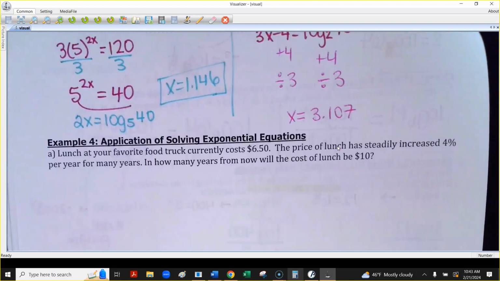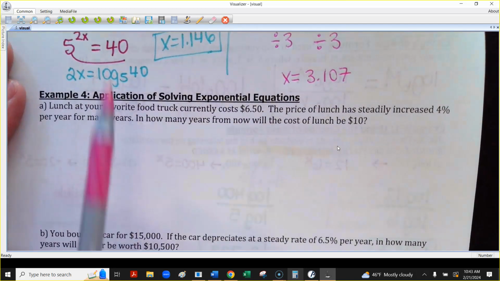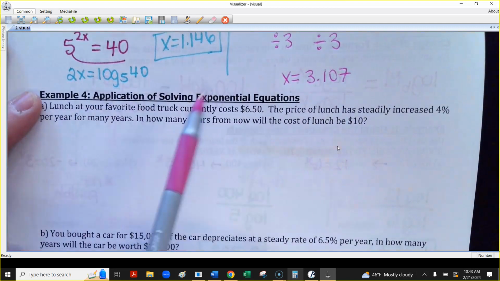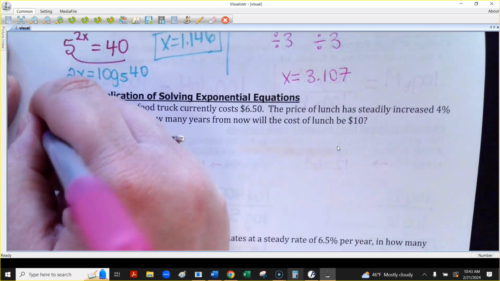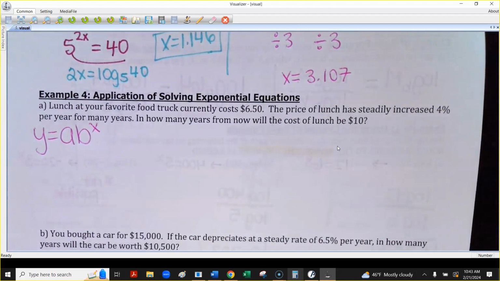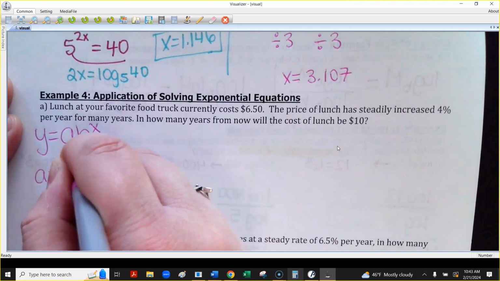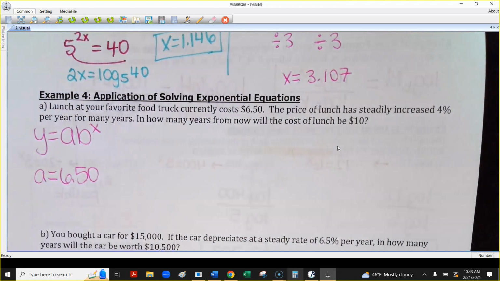not bad. This is going to be a little review from the very beginning of the unit. This says lunch at your favorite food truck currently costs $6.50. I'm going to write down y equals ab to the x just to remind you. These are just going to be general exponential. So the current cost of this lunch is going to be my initial amount, which is a $6.50. You don't need the 0. I'm just writing it in there.